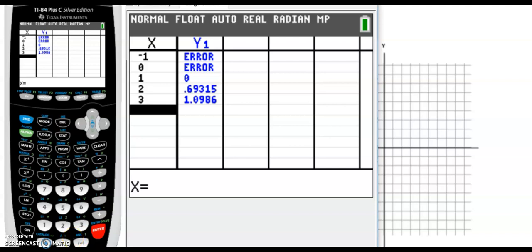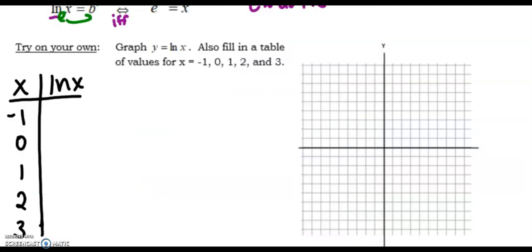Okay, so there's your values that you can go ahead and write in. We've got error, 0, 0.693, 1.099. So we're supposed to graph this thing, which again, you could look at your calculator, but I'm going to plot these points that we have. We have 1, 0, we have 2, 0.693, and we have 3, 1.099.